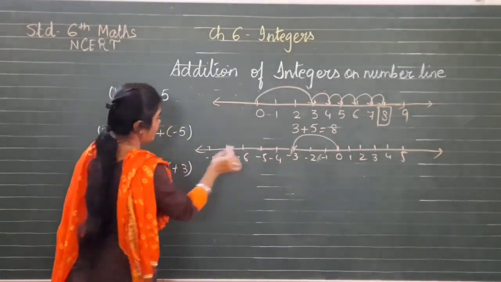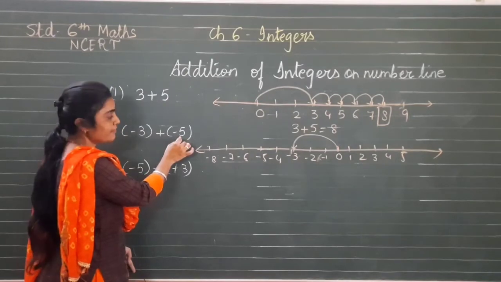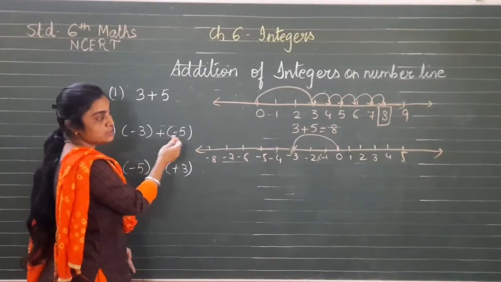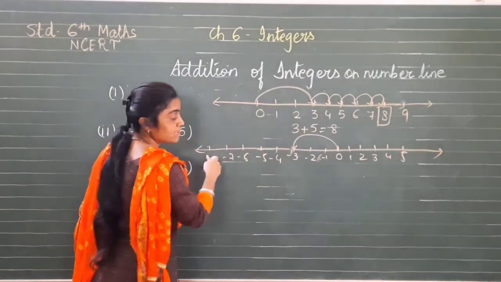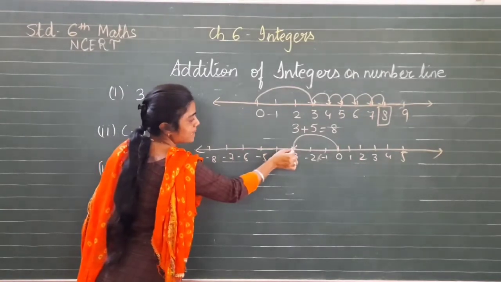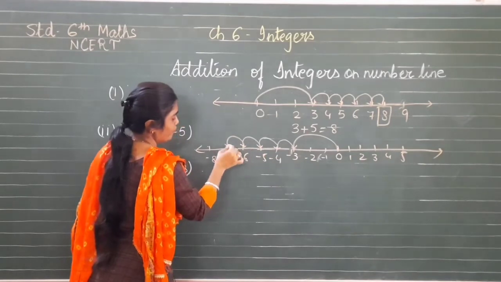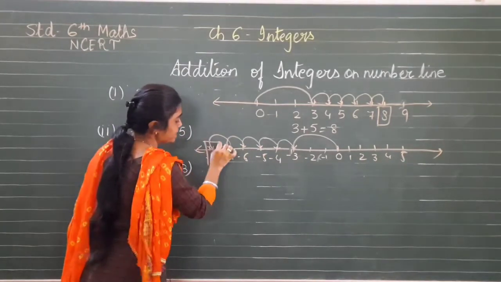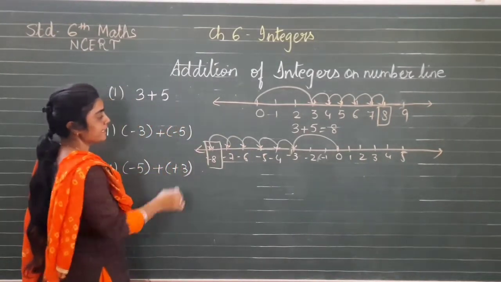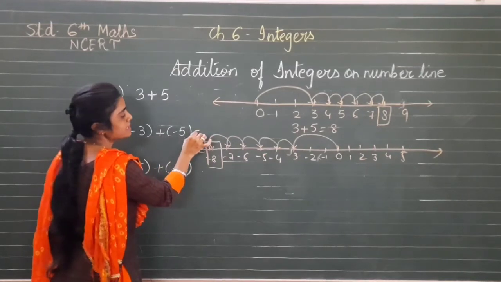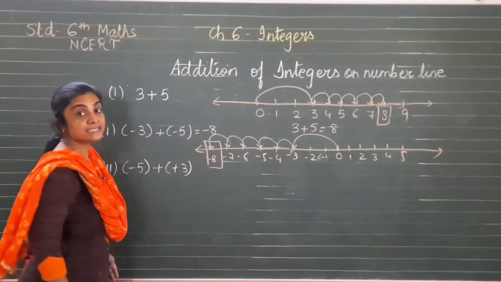From minus 3 we have to move minus 5, which will be on the left side. So from minus 3 we will jump 5 steps: 1, 2, 3, 4, 5. So we will reach minus 8. So minus 3 plus minus 5 will be minus 8.